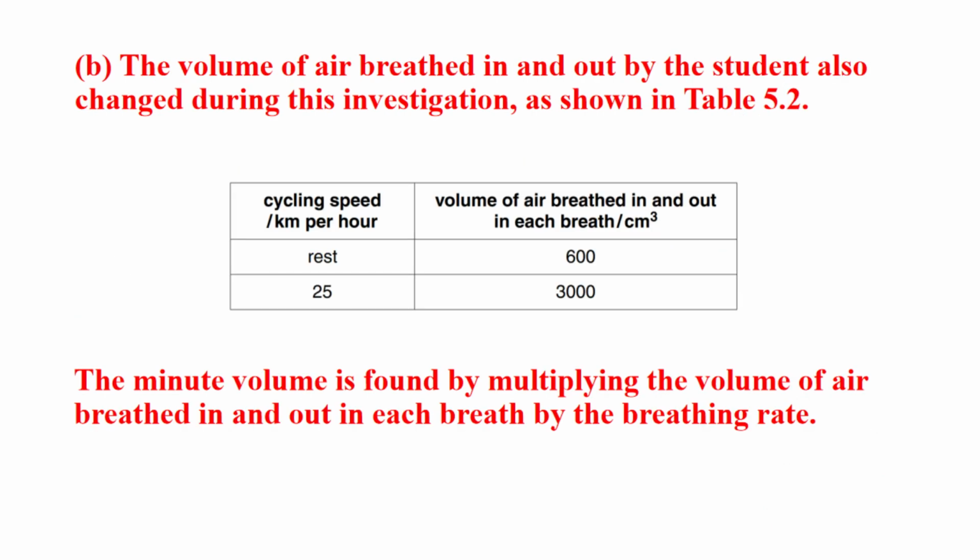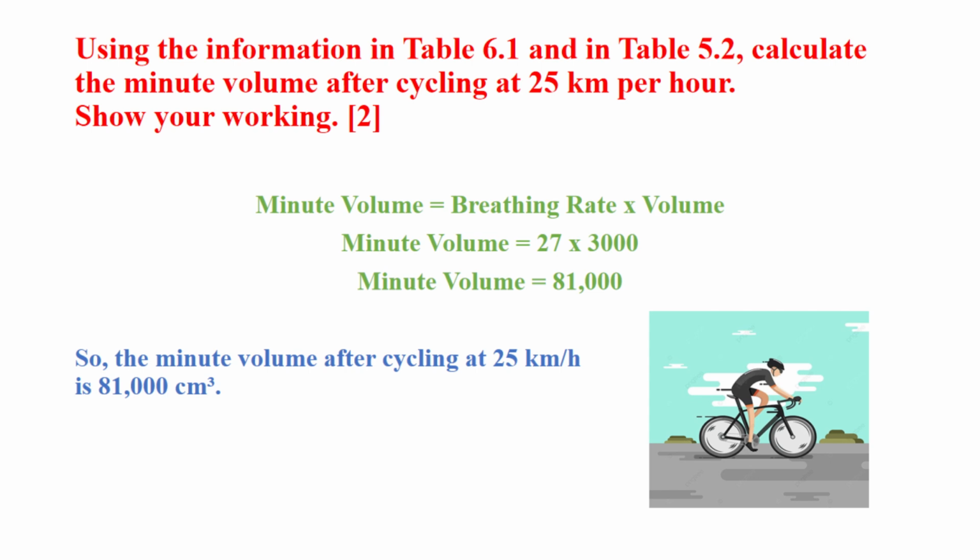Part B states, the volume of air breathed in and out by the student also changed during this investigation, as shown in Table 5.2. Let's look at minute volume, which is calculated by multiplying the breathing rate by the volume of air per breath. For instance, after cycling at 25 km per hour, the student had a breathing rate of 27 breaths per minute, with a tidal volume of 3,000 cubic centimeters. This results in a minute volume of 81,000 cubic centimeters. That's a lot of air.